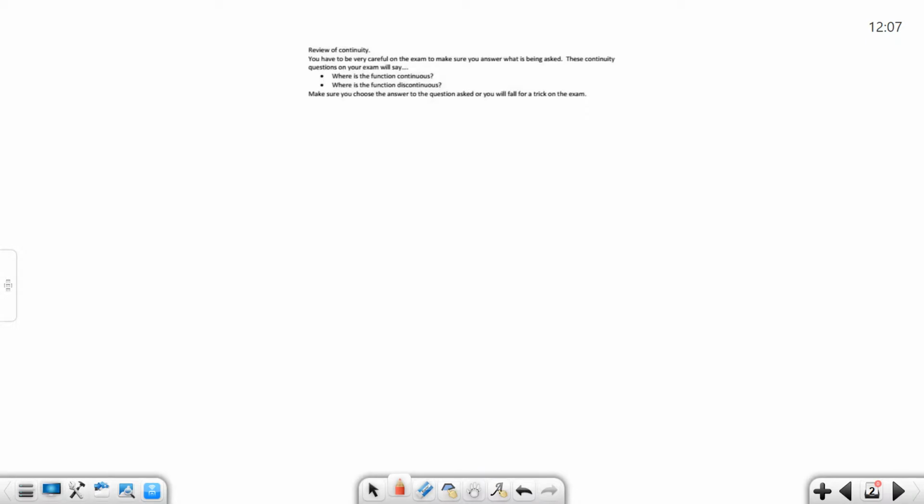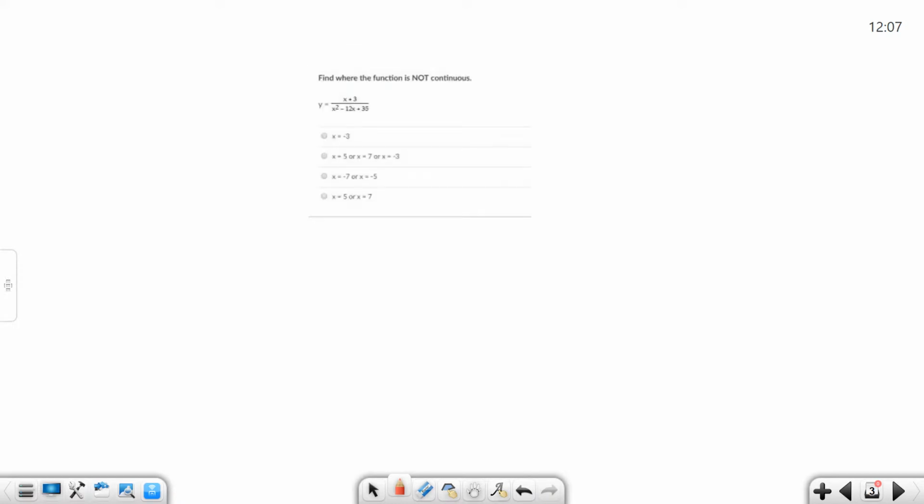Here we're talking about continuity. I gave you a quick overview of continuity on this page. In this problem, you'll see I ask you, where is the function not continuous? So make sure for this one that you wouldn't pick an answer that might have interval notation if there's one like that on your final. I'm asking you, where is it not continuous?